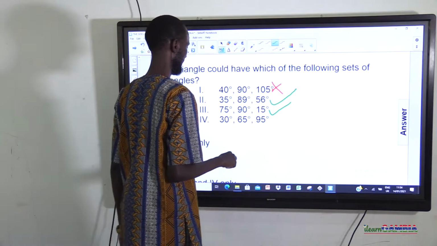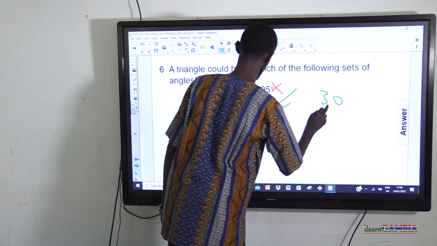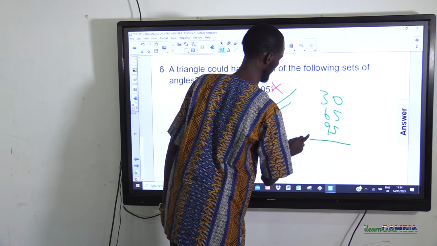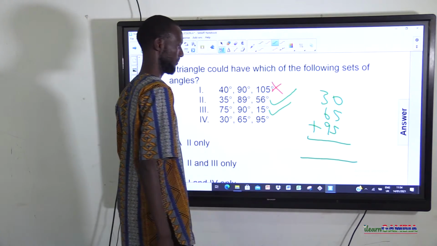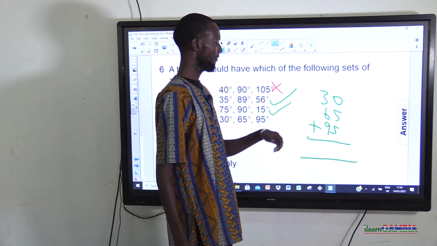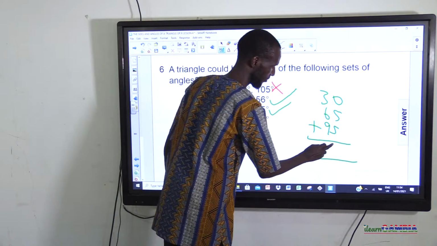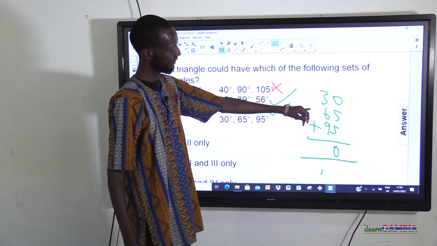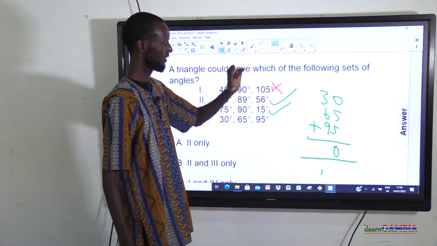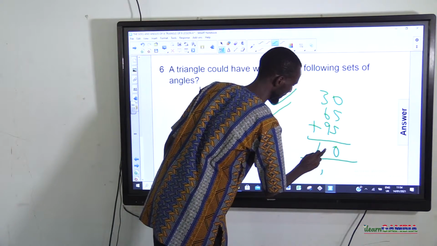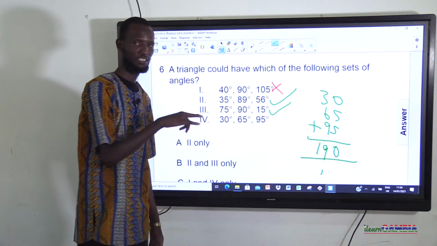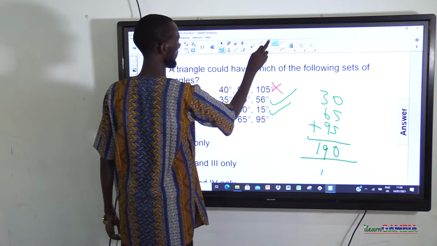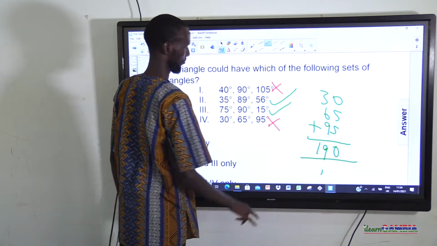The last one is 30 degrees, 65 degrees, and 95 degrees. Let's add this up. Now, 5 and 5 will give us 10. That is 0 and carry 1. 1 and 9 would be 10. 10 plus 6 will be 16. 16 plus 3 will give us 19. That is not equal to 180. It's 190. So this one will get a red cross out.